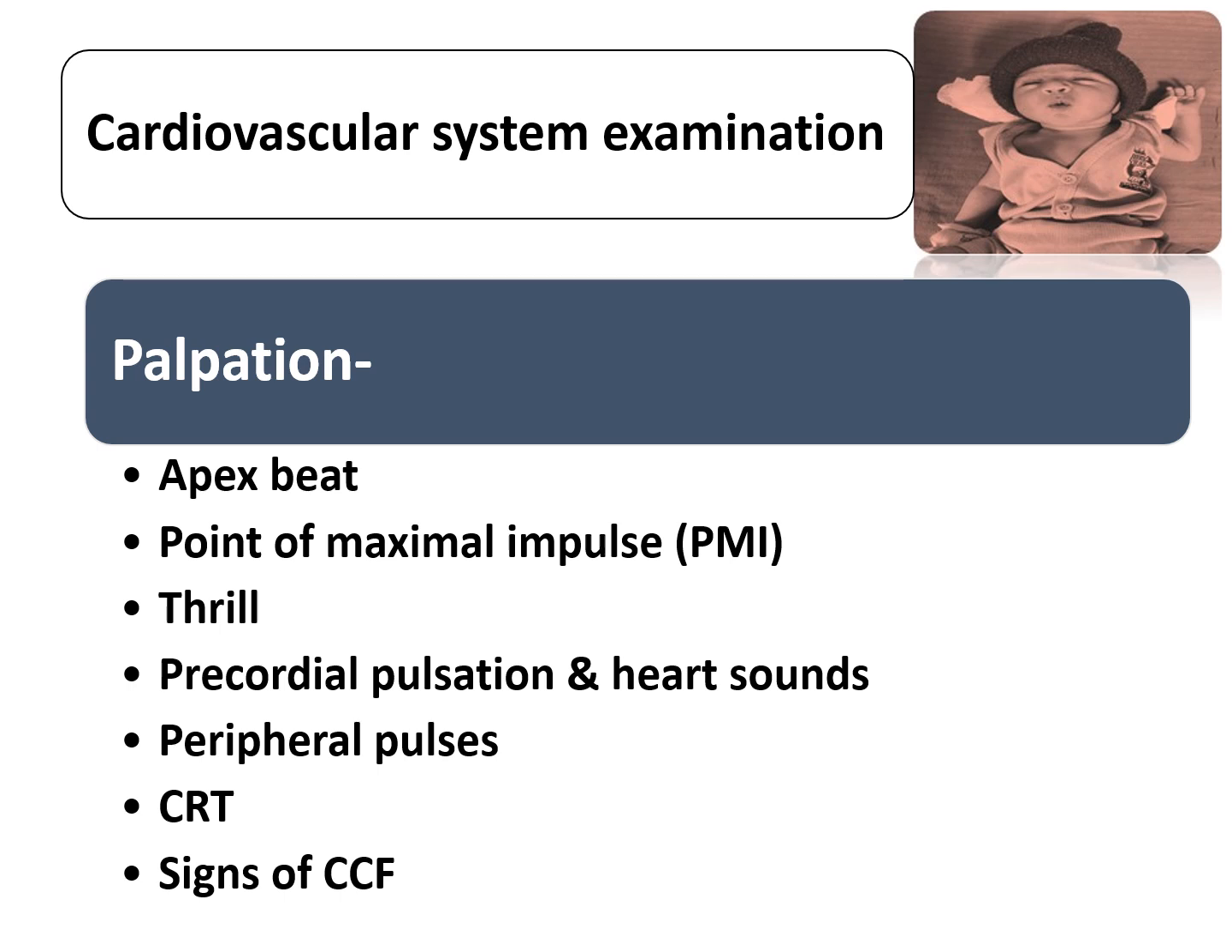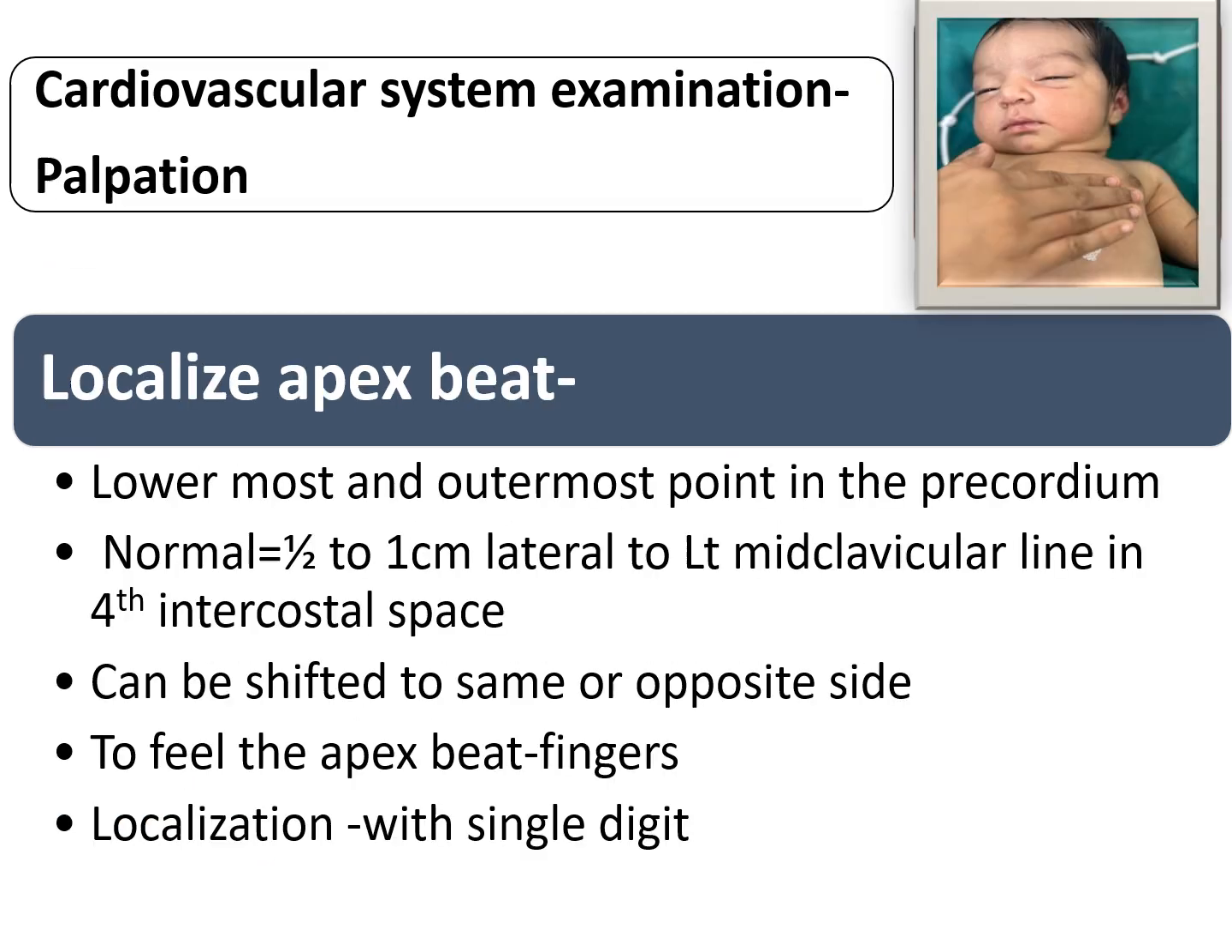After inspection, we should confirm all the findings of inspection by palpation. In this, we should palpate for the apex beat, point of maximum impulse, thrill, any palpable precordial pulsation or palpable heart sound. Peripheral pulses should also be palpated and mentioned over here, along with capillary refill time and signs of congestive cardiac failure.